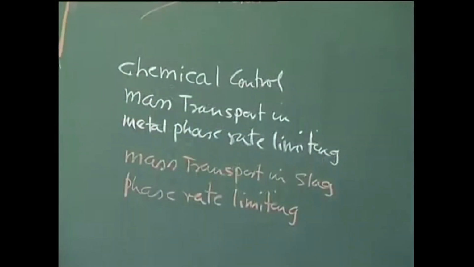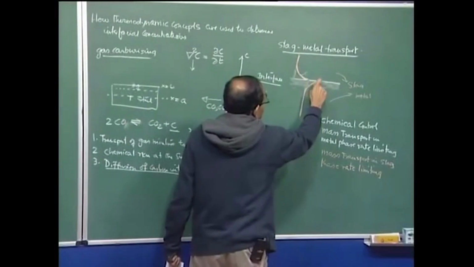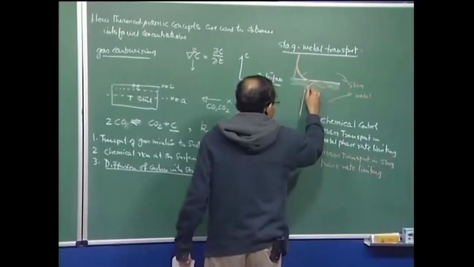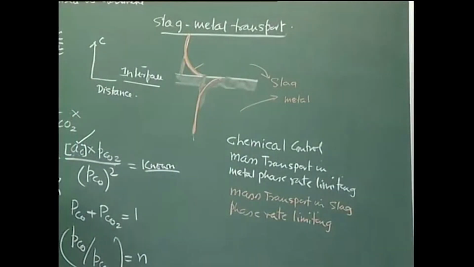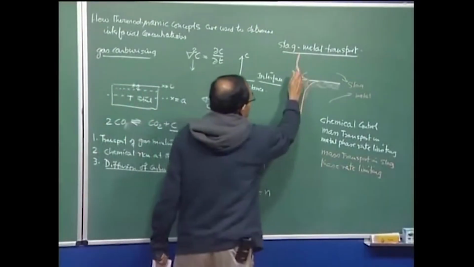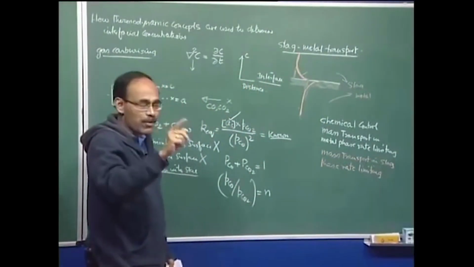Now we can have various permutations and combinations. So if I now draw these two lines simultaneously, this line as well as this line, then I would say that this essentially represents that transport in both the metal and the slag phases is rate limiting. If I draw only one line out of the two, then I will say transport in the metal phase is rate limiting or slag phase is rate limiting.